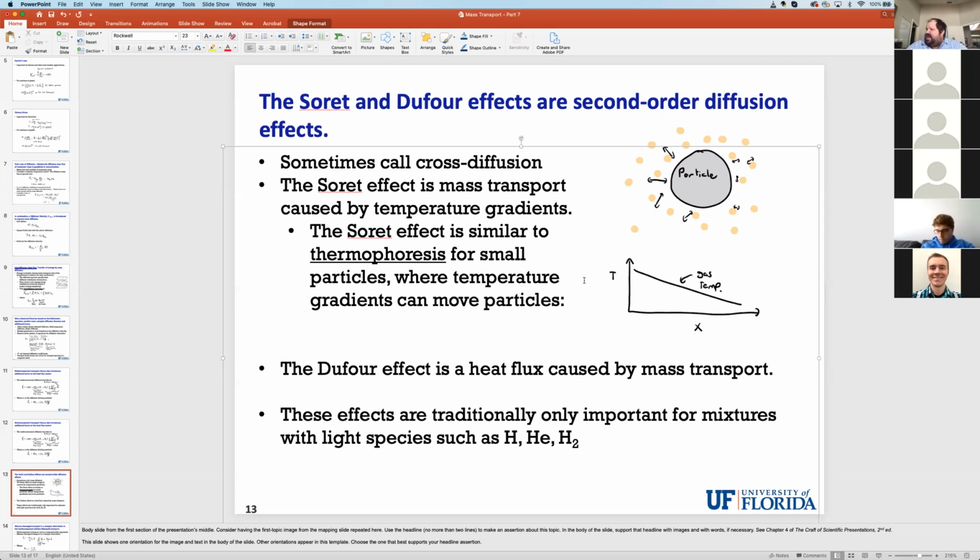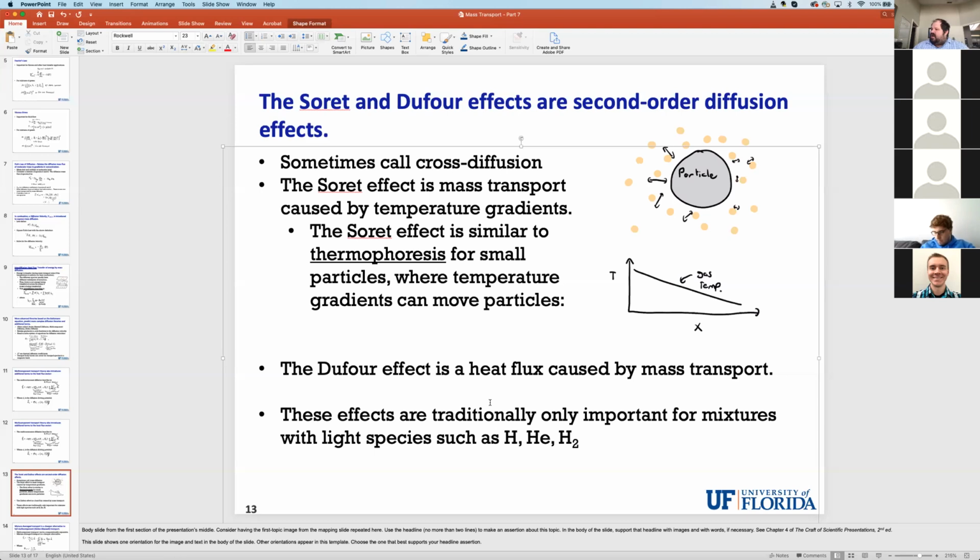But at least in the case of thermophoresis for particles, you could sort of picture what it is. The Dufour effect, I cannot picture what that is. It is a heat flux caused by mass transport, and I will leave it at that. It's a crazy second order term. And the Soret and Dufour effects are often neglected, but they can be important.